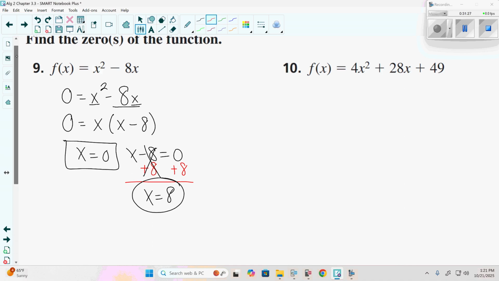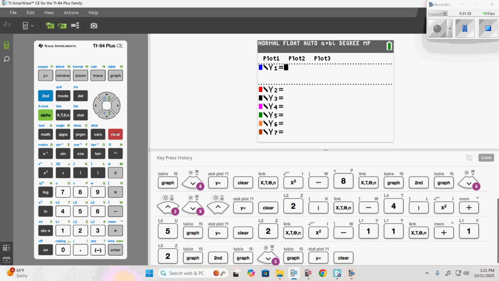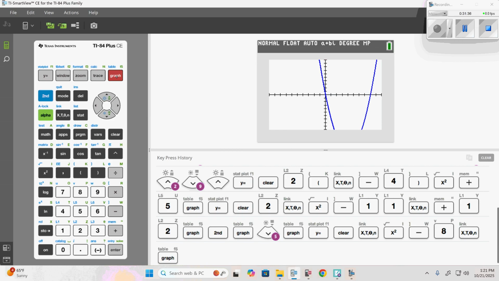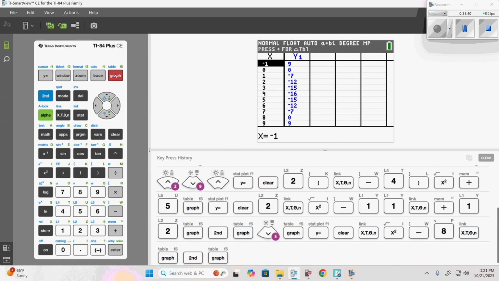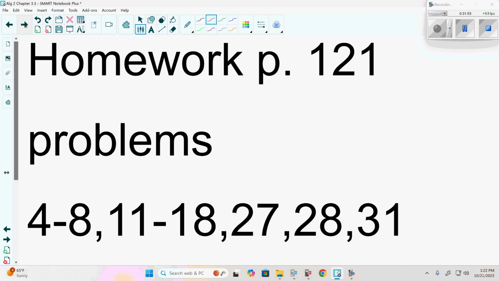Now we could have also graphed this one here and said x squared minus 8x. And we graph it, we do see that it crosses the x-axis at 2 points. Second graph will tell us that the values of x are 0 and 8 because those values of x will give us a y value of 0. That's it.